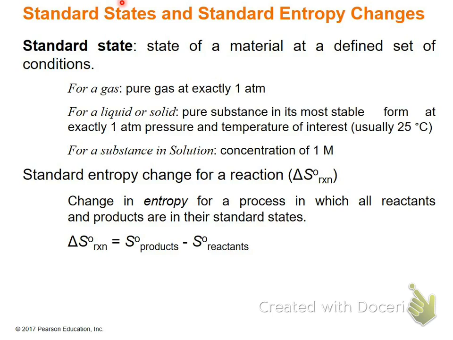So the standard entropy change for a reaction is delta S reaction. This degree sign up here means that it's under standard conditions. Again, this is the change in entropy for a process in which all reactants and products are in their standard states. This is the equation here. You're basically taking the difference between the total entropy of the products and the total entropy of the reactants in their standard states.